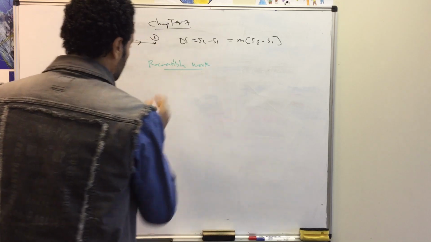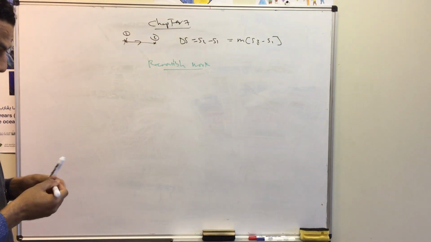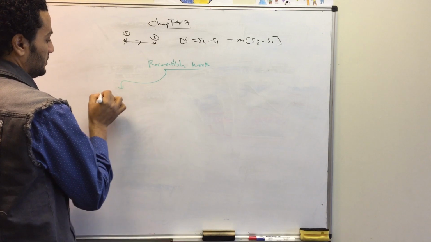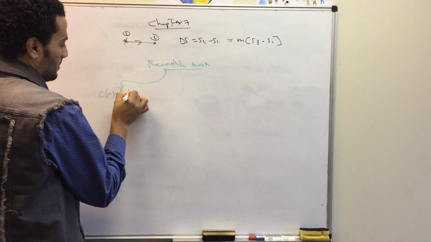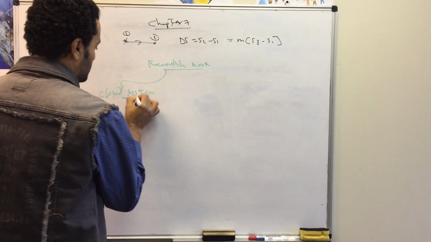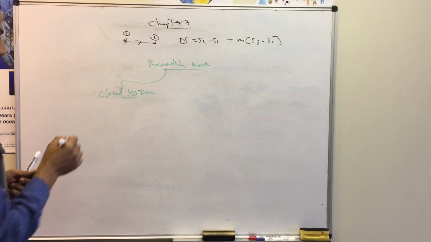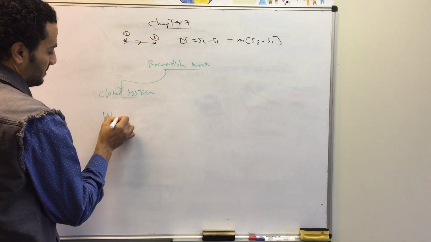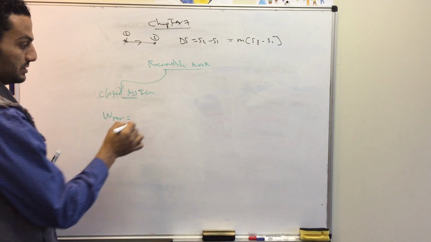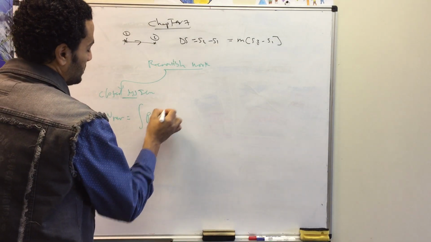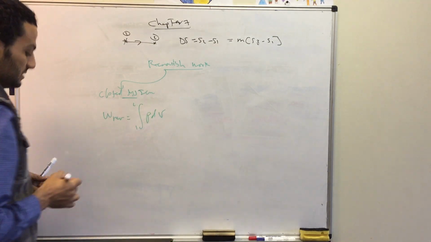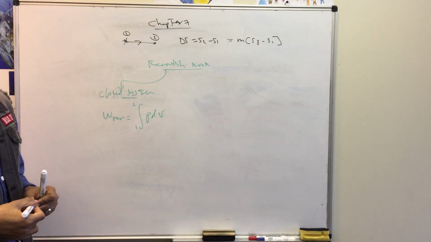Or how we can calculate the reversible work. For a closed system, like what we considered in chapter 4, we can prove, and we have proved this already in chapter 4, that the reversible work is equal to the integration of PdV from the initial state 1 up to final state 2.